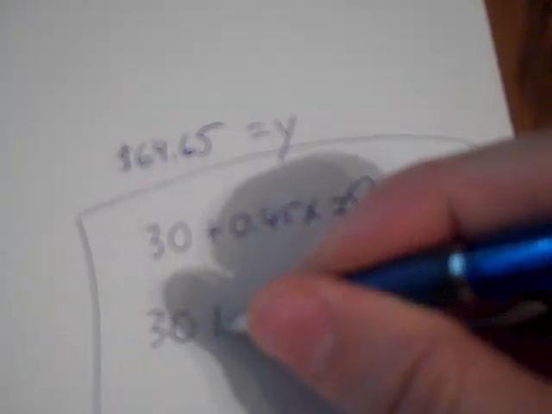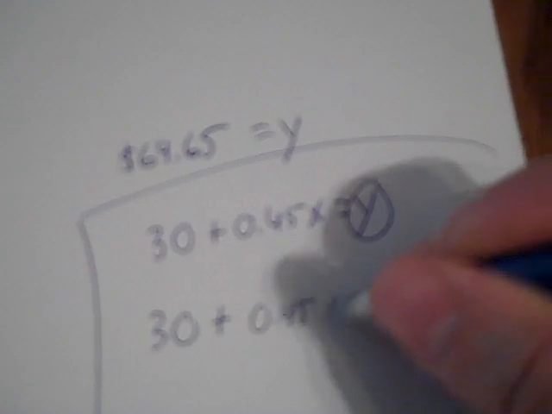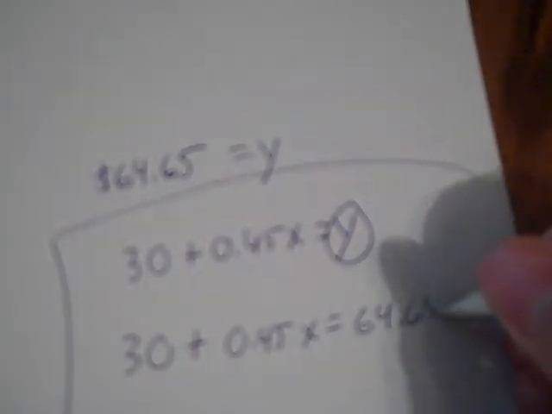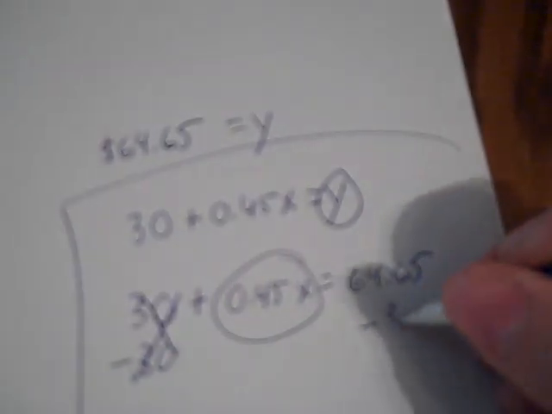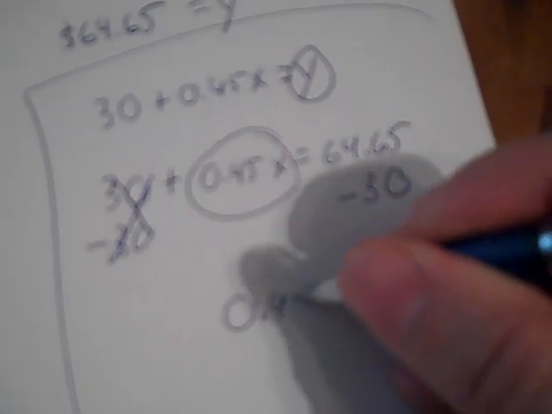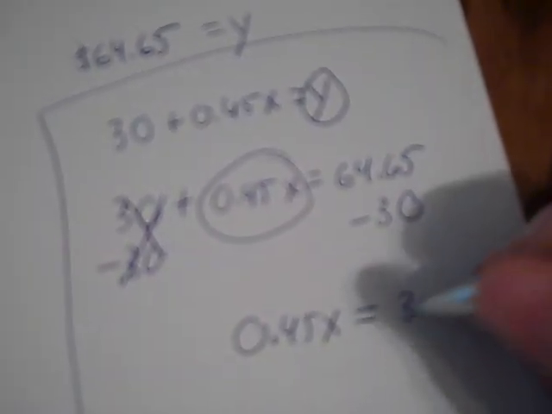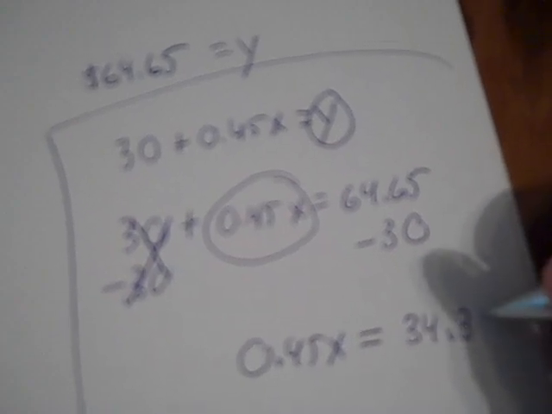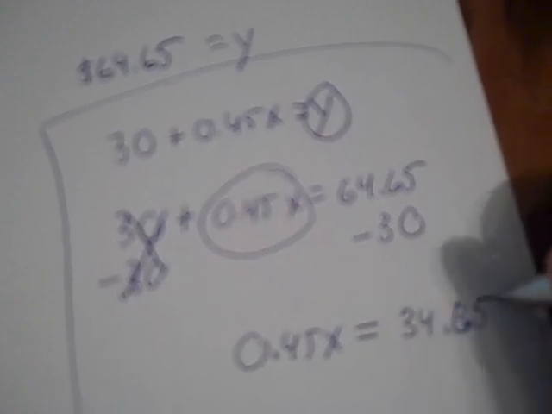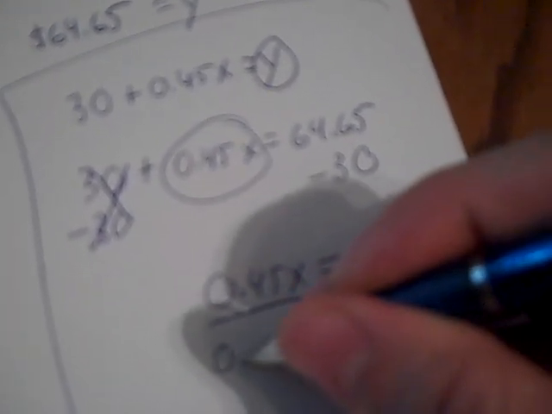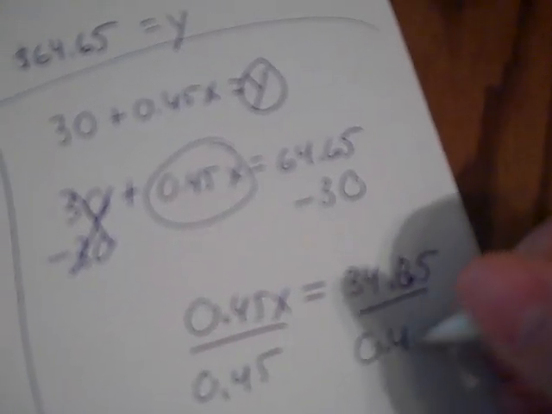So 30 plus 0.45x equals 64.65. And then get that x by itself. You've got to undo the 30 by subtracting. 0.45x equals 34.65, sorry. And then divide by 0.45. x equals 77, which is my answer.